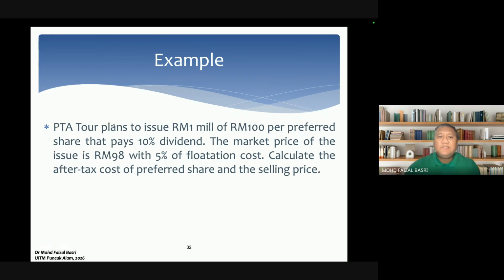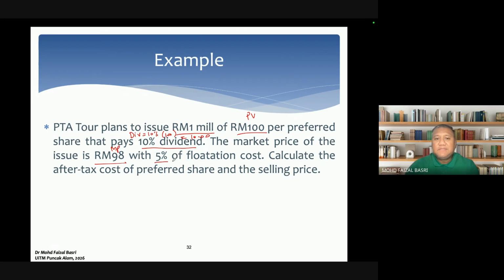Okay, so this company wants to issue 1 million ringgit with a 100 ringgit preferred share ataupun preferred stock. So this is our par value lah, 100 ringgit, and then dia bayar 10% dividend. So the dividend would be 10% times 100 ringgit. So technically the dividend would be 10 ringgit. Okay, 10% darab 100 is 10 lah, 10 ringgit. Market price 98 ringgit. So this is our market price.